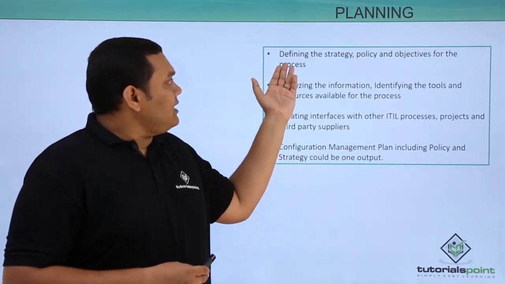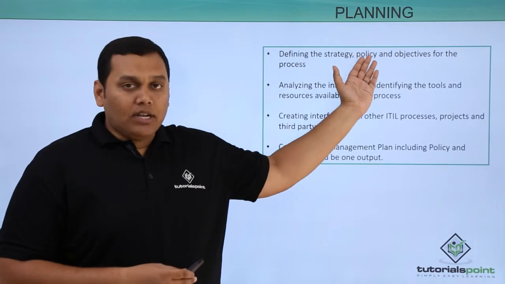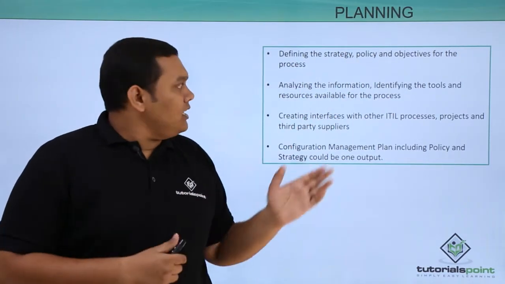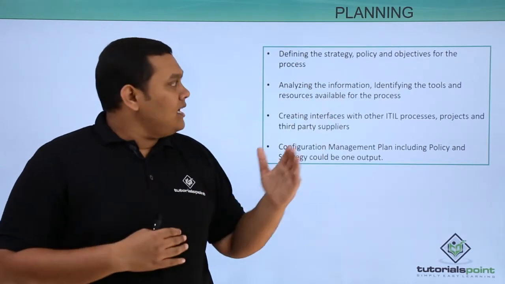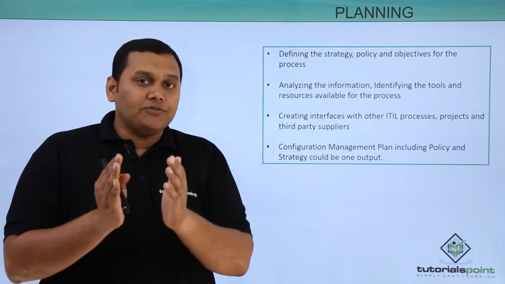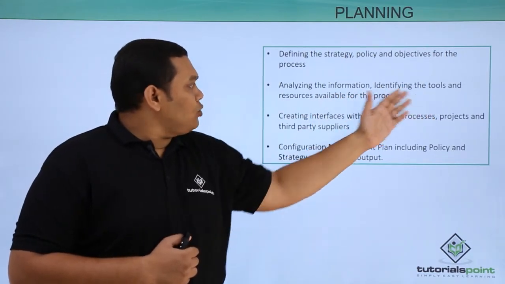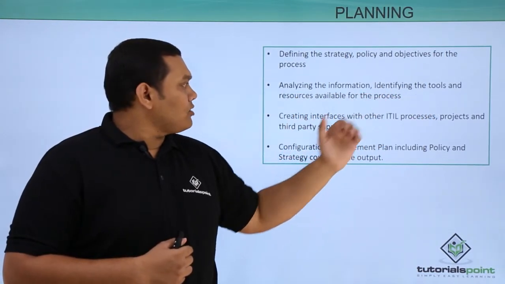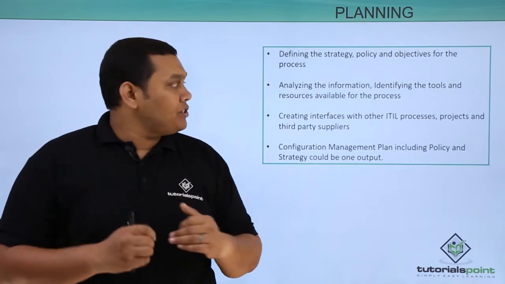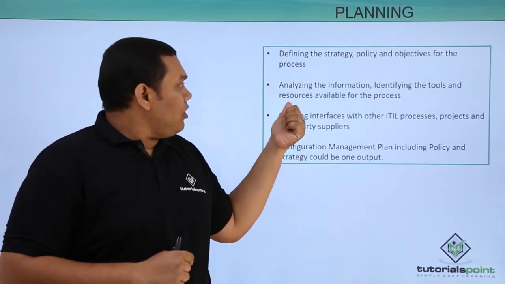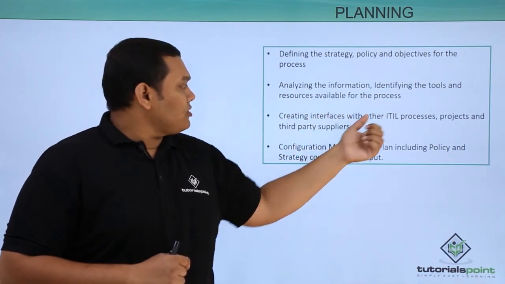You can clearly see defining the strategy, policy and objectives for the process. So, we define the strategy, and also we create a policy and we follow some objectives for the process. Analyzing the information, identifying the tools and resources available for the process. That means analyzing the information and identifying the proper configuration items or resources available for the process.